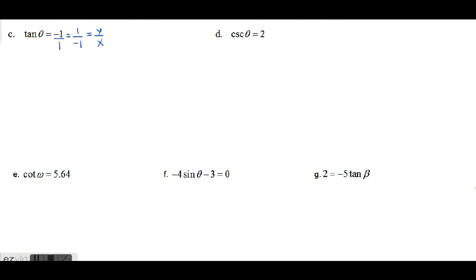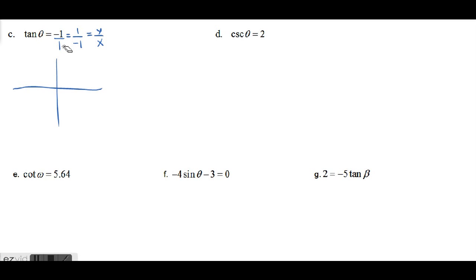If you're using CAST rule, this would not matter. So with CAST rule, you should know that tangent is going to be negative in quadrant 2 and 4. As I said, I don't like using CAST rule. I prefer to think of the definitions. So here we have a negative y value and a positive x or vice versa. And they're both equal in size. Both of them are 1 and 1. So it has to be the isosceles triangle.